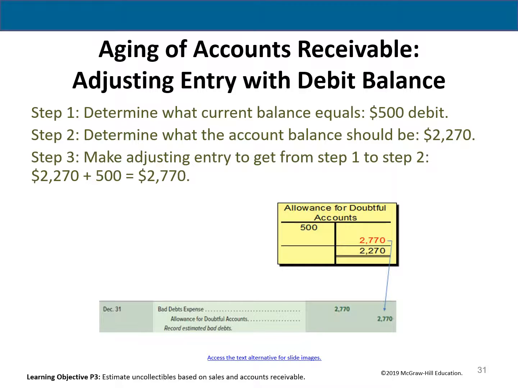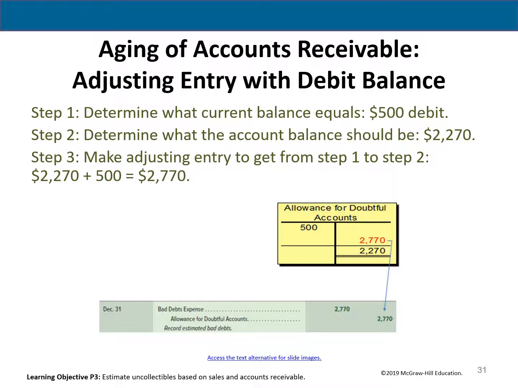What if instead the allowance for doubtful accounts balance was a $500 debit? Now remember, on the credit side is where you stored all your estimate. On the debit side is where you will put all the actual bad debts. So if you end up with a debit balance in that account, you underestimated the amount of allowance for doubtful accounts last year. It happens.